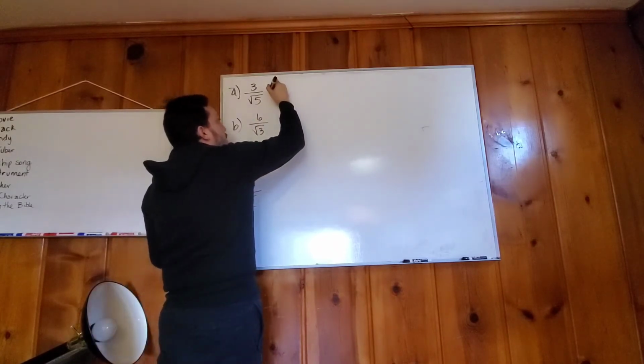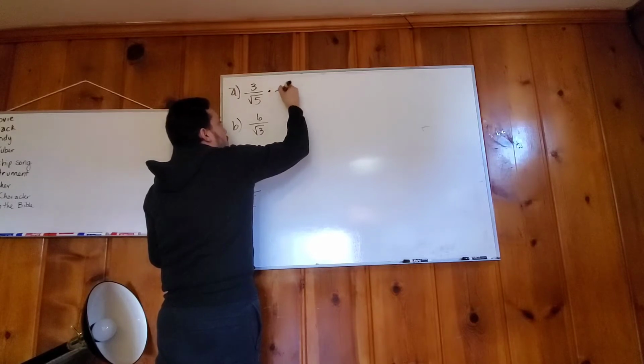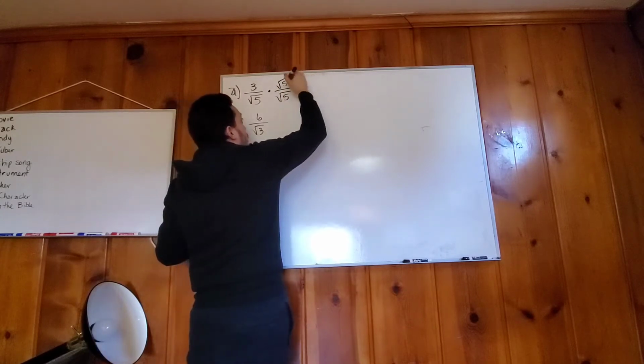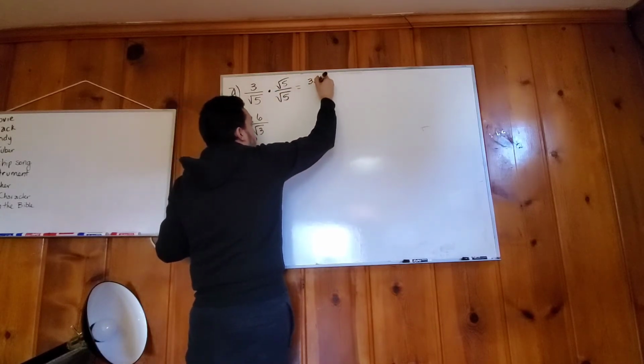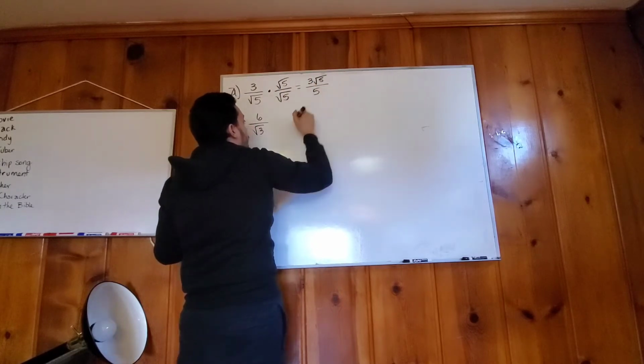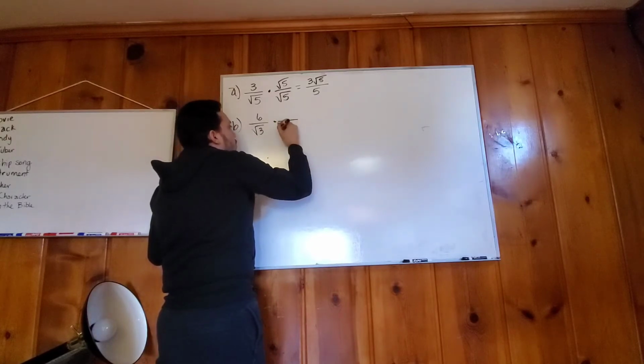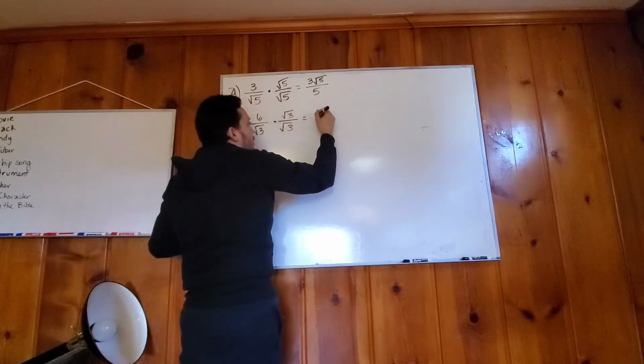So what I meant is this. You're supposed to multiply by square root of 5 over square root of 5. And then what is 3 times square root of 5? 3 times square root of 5 is 3 square root of 5 over 5. What about here? Well, we're going to multiply by square root of 3. 6 times square root of 3 is 6 square root of 3. There's nothing you can do about it.